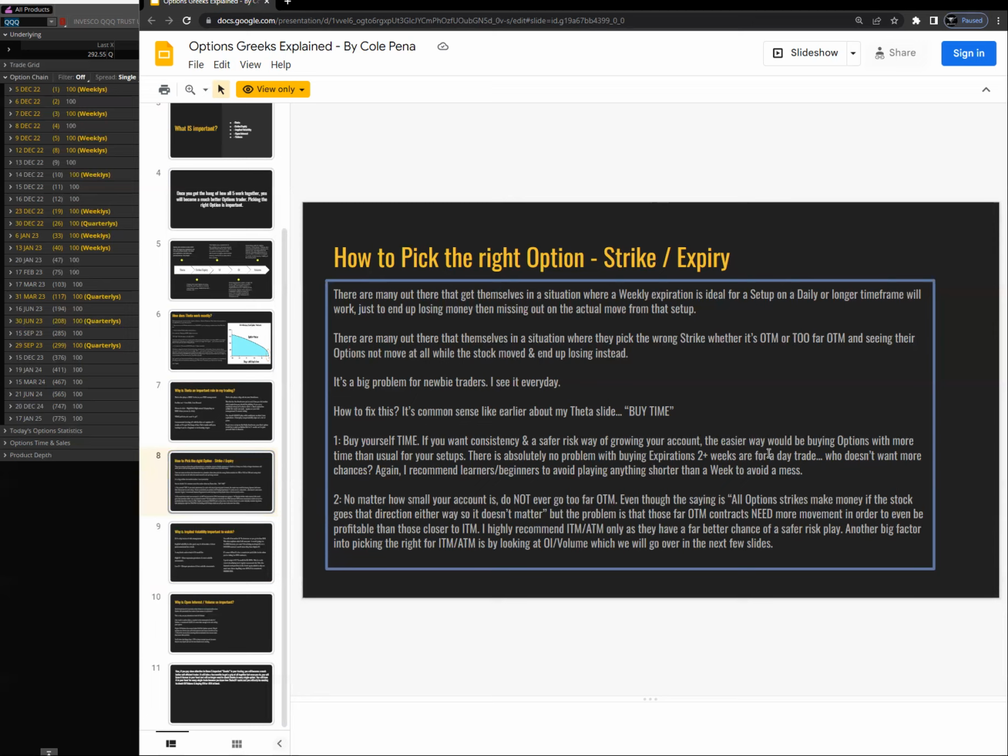Again, I recommend learners and beginners avoid playing anything shorter than a week to avoid a miss. Once you get the hang of how theta decay works, and you are confident in moving on and stepping up, go ahead and go with the weekly. And then once you're experienced and advanced, we can start doing 1 day to expiration, 2 days to expiration.